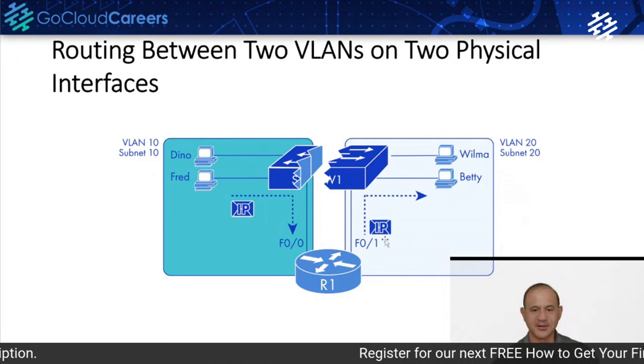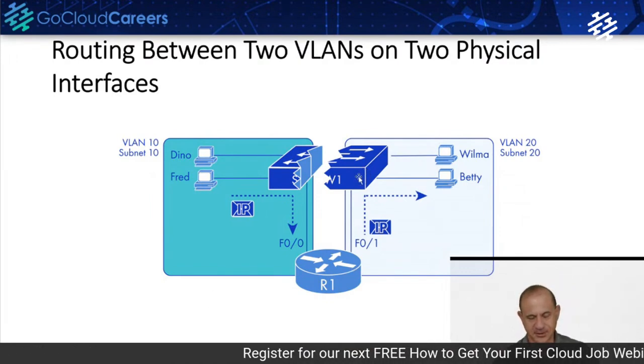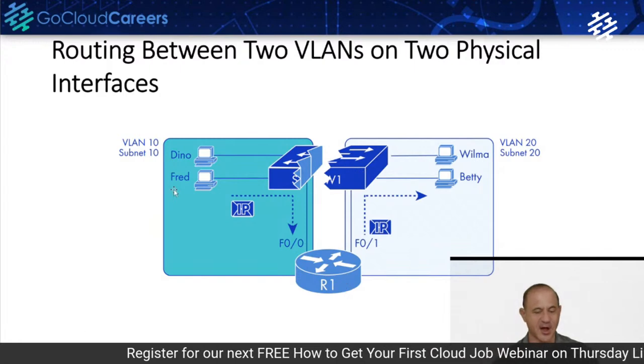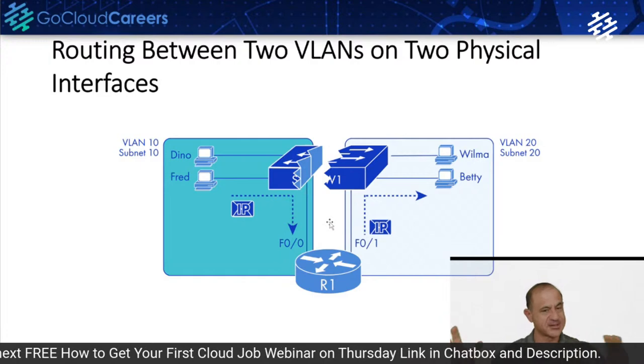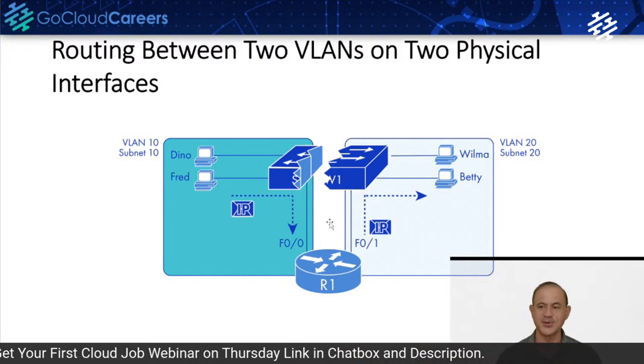We took this VLAN and plugged it into one port on a router, and this VLAN plugged it into another port on the router and gave an IP address to each subnet, then guess what? We'd route between those VLANs.